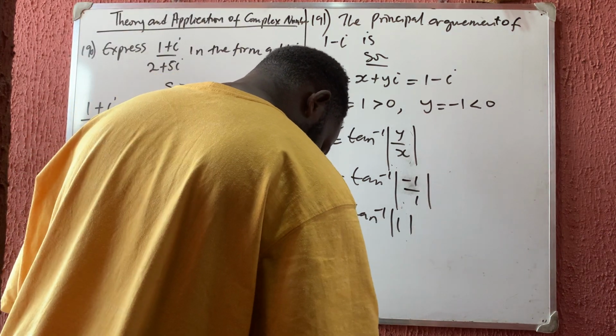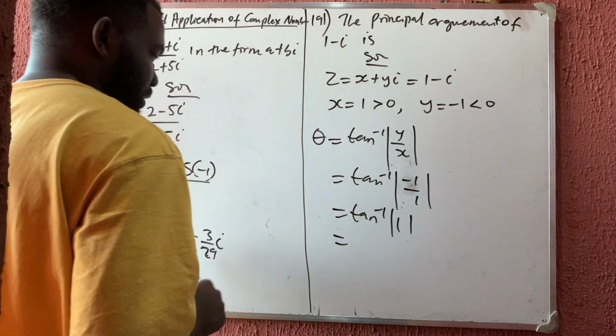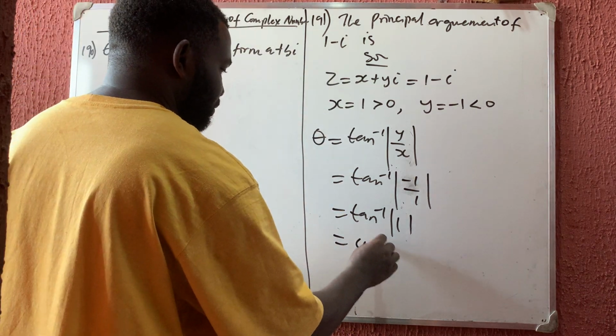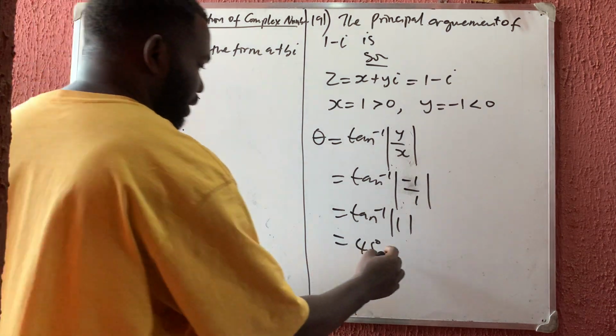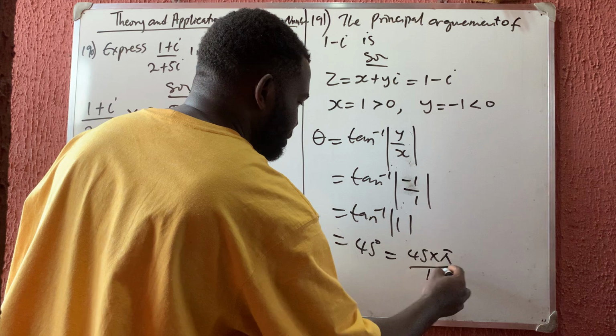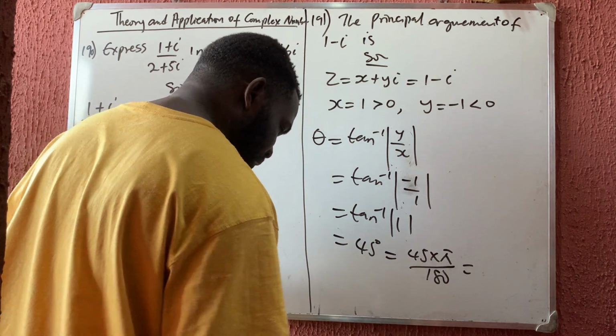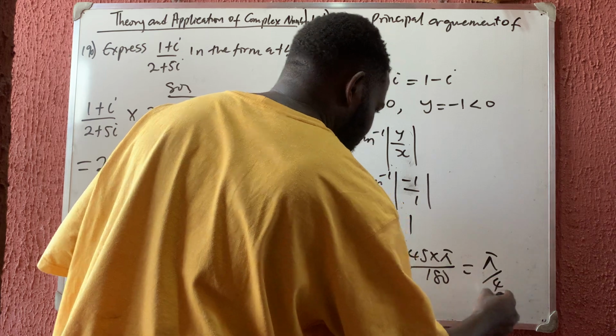Tan inverse of 1, shift tan 1, I think 45. Yes, 45 degrees. And 45 degrees, convert it to radian, you are going to have 45 times pi divided by 180, which is pi over 4.